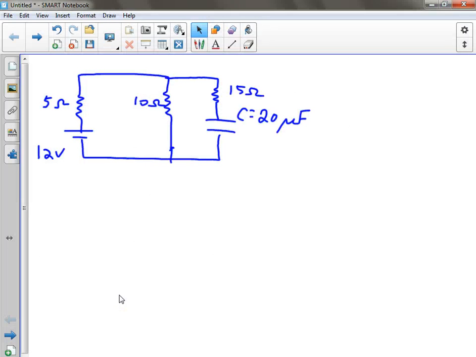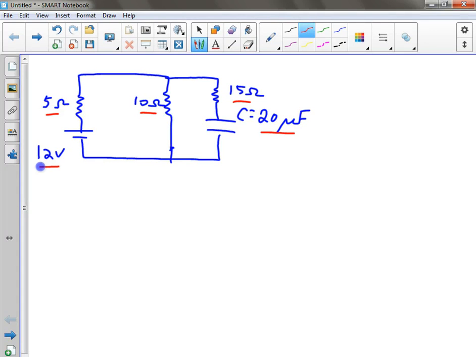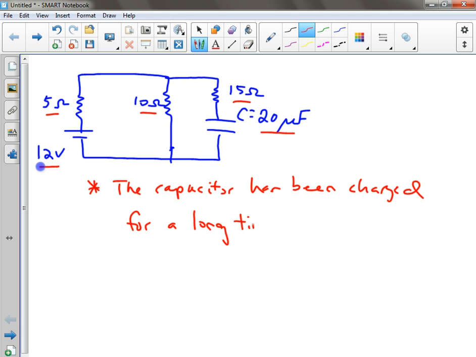So right now, I've taken the problem and put it into the whiteboard, and let's create some numbers. I attached a 12-volt battery to it. I included a 5 ohm, 10 ohm, and 15 ohm resistor attached to a 20 microfarad capacitor. The key point here is that the capacitor has been charged for a long time. And ultimately, I want to know how much charge is on the capacitor.